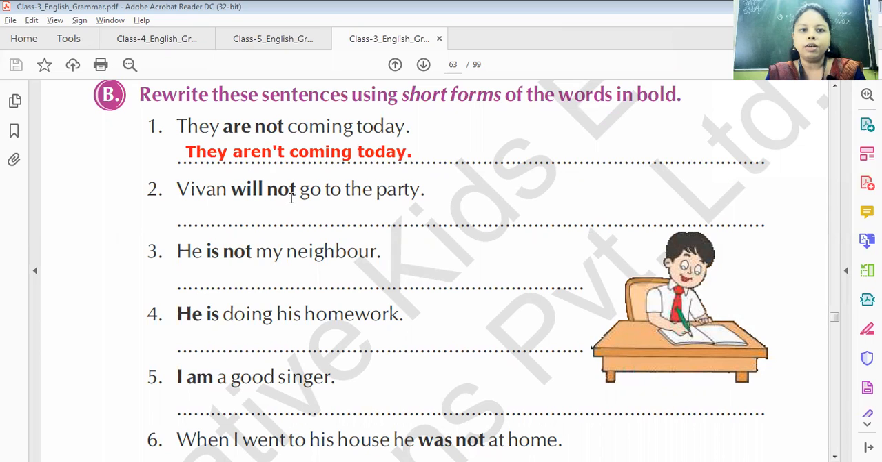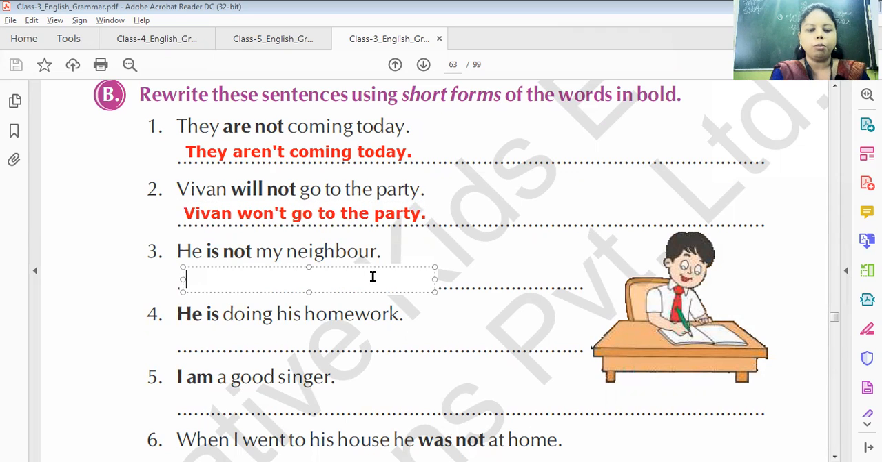Divan will not go to the party. And let's write it. Divan will not. The short form of will not is won't, W-O-N apostrophe T. Divan won't go to the party. He is not my neighbor. So the short form of is not we have to write here. He isn't, I-S-N apostrophe T. He isn't my neighbor.